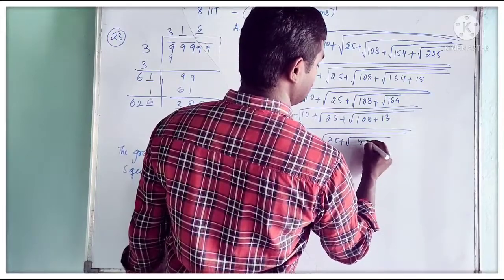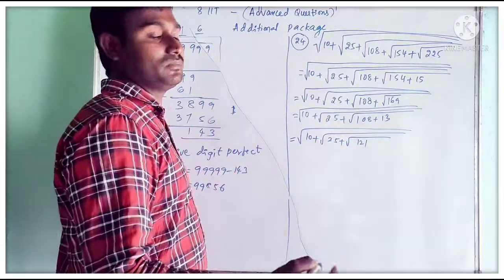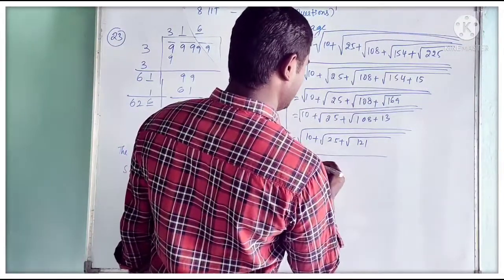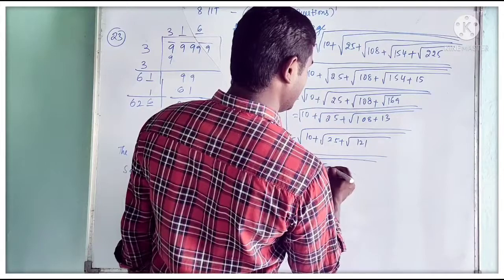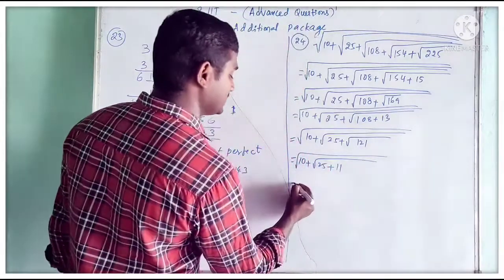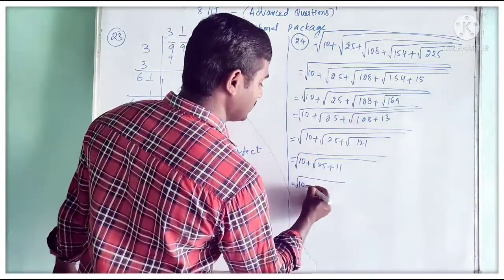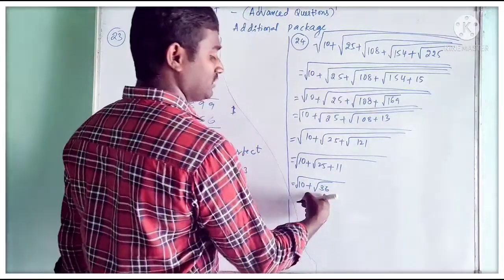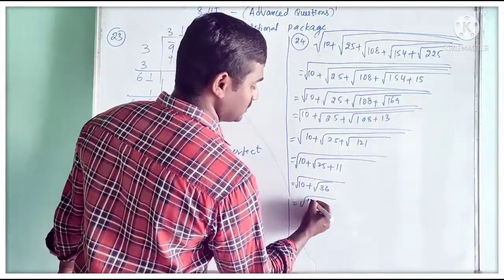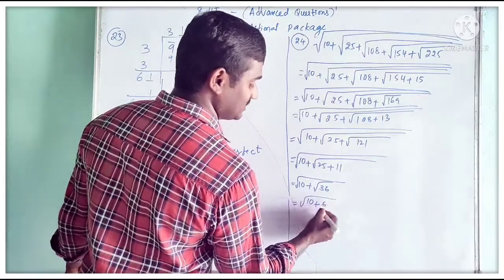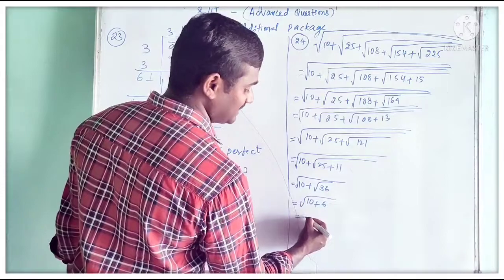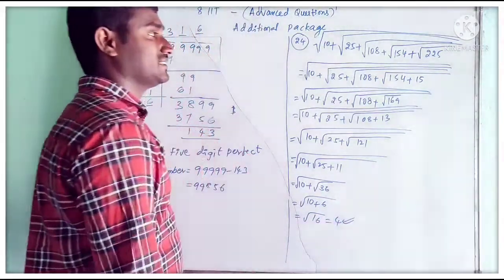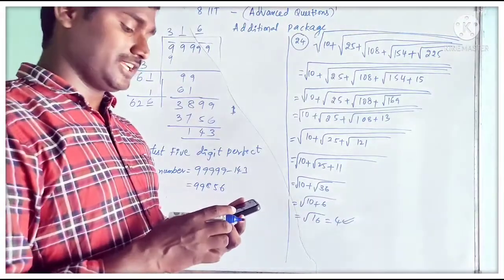You will get 121. Square root of 121 is how much? 11. So square root of 10 plus square root of 25 plus 11. So 25 plus 11 is how much? 36. Square root of 10 plus square root of 36. Square root of 36 is 6. So 10 plus 6 is 16. So the root of 16 value is how much? 4. So what is the suitable answer for this? Option 4 is the correct option for this.